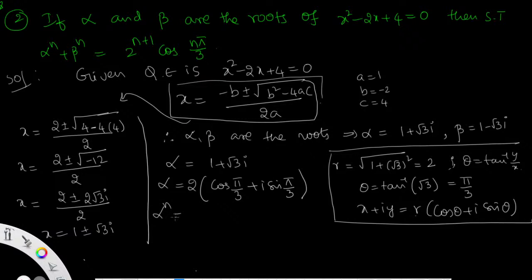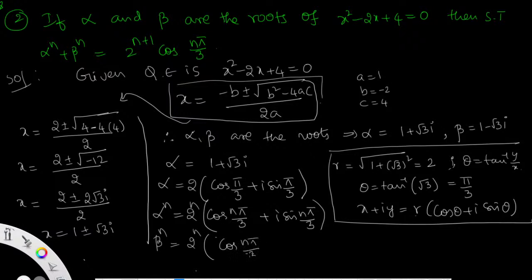Now change into alpha power n, that is 2 power n into cos n pi by 3 plus i sin n pi by 3. Why? Because 2 power n, the whole to the power of n, cos n pi by 3 plus i sin n pi by 3, that is De Moivre's formula. Similarly we can get beta power n. Beta power n is 2 power n into cos n pi by 3 minus i sin n pi by 3.